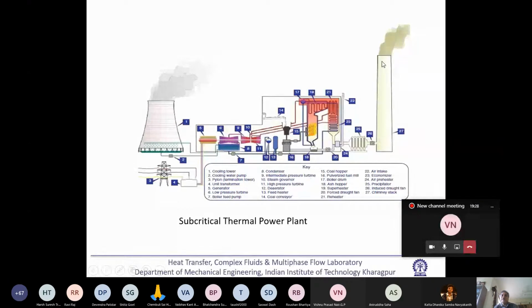So when it is going out, its temperature should be low. There are environmental regulations, and the fly ash content should also be low. So that's why all this separation takes place. And then here there are two fans. Here there is a forced draft fan for forcing the air into the system, and here there is an induced draft fan for drawing the air from the system.